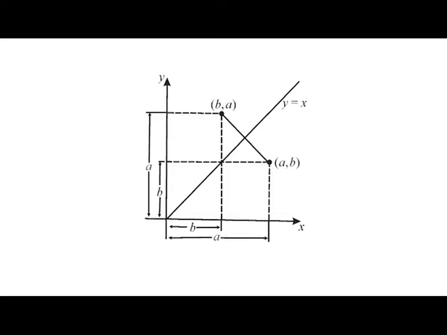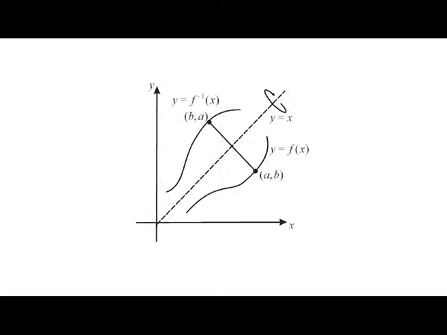Similarly, reversing the coordinates of a point on the graph of f inverse produces a point on the graph of f. The geometrical effect of reversing the coordinates of a point is to reflect that point about the line y = x. Hence, the graphs of y = f(x) and y = f inverse of x are reflections of one another about the line y = x.